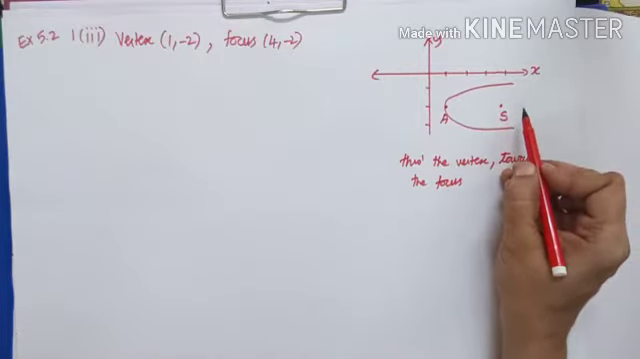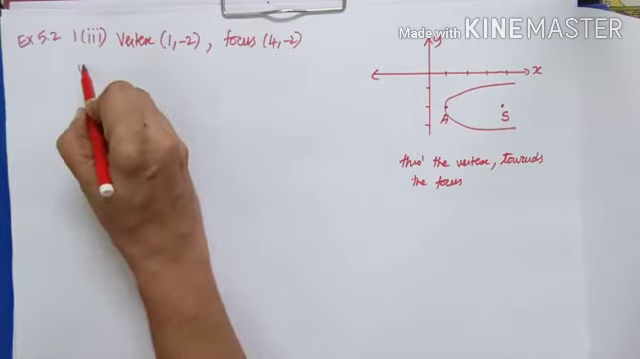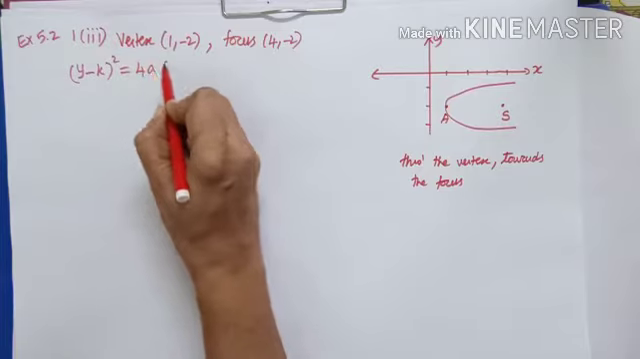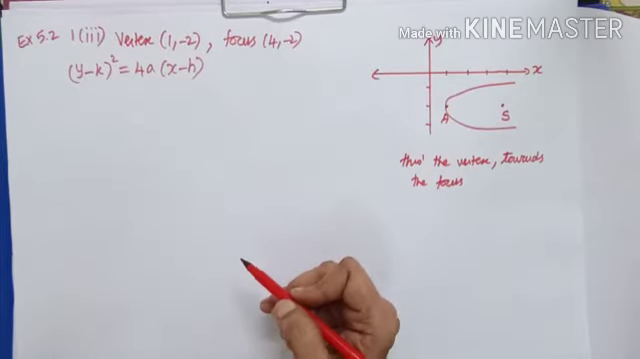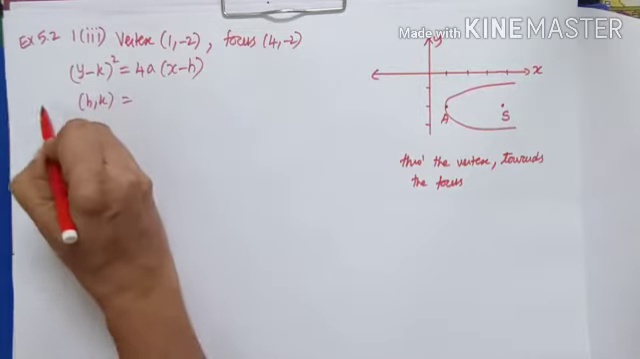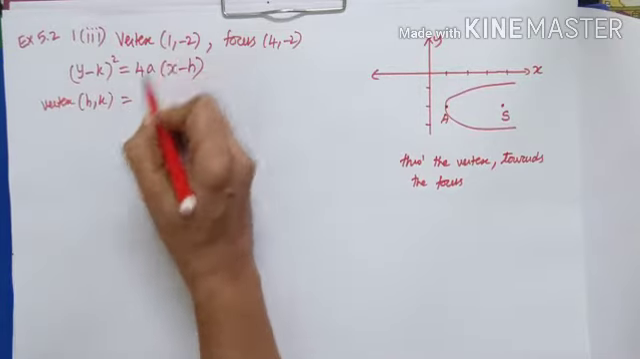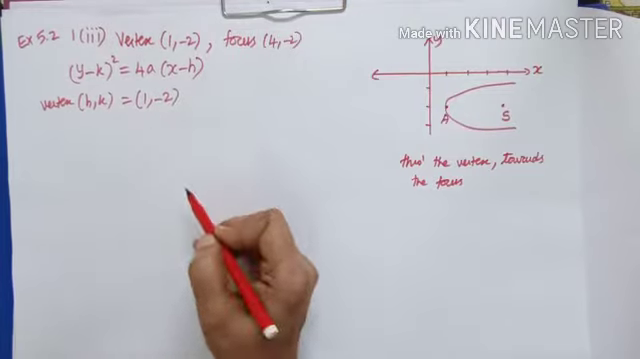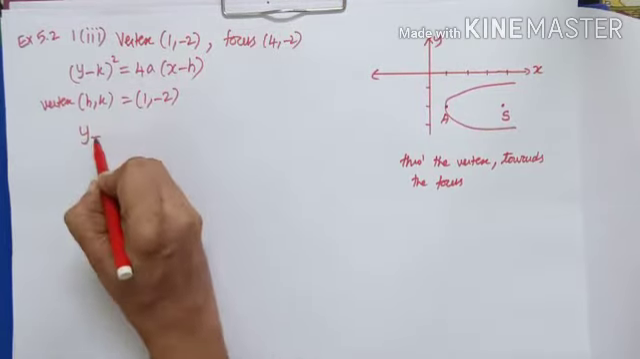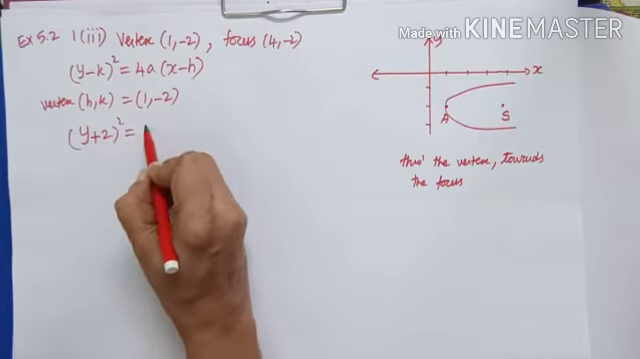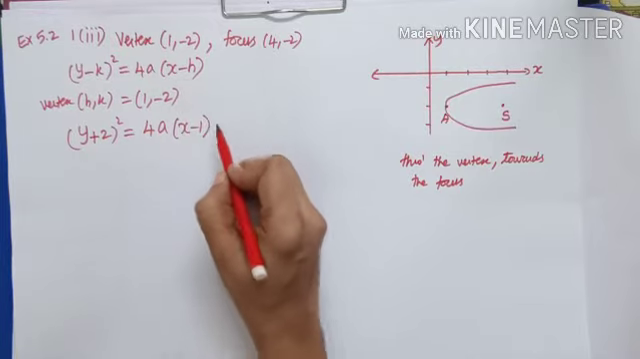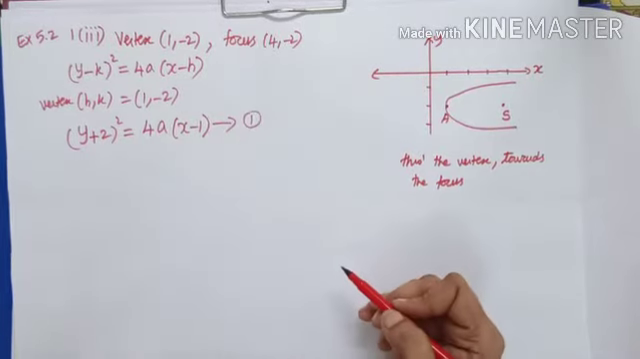How will you write the equation? It is (y minus k) the whole square equals 4a into (x minus h). The next step, what is h, k? That is the vertex. They have given 1, minus 2. Substitute. y minus of minus 2 is plus 2, the whole square equals 4a into (x minus h), h value is 1. Call this as equation number 1.